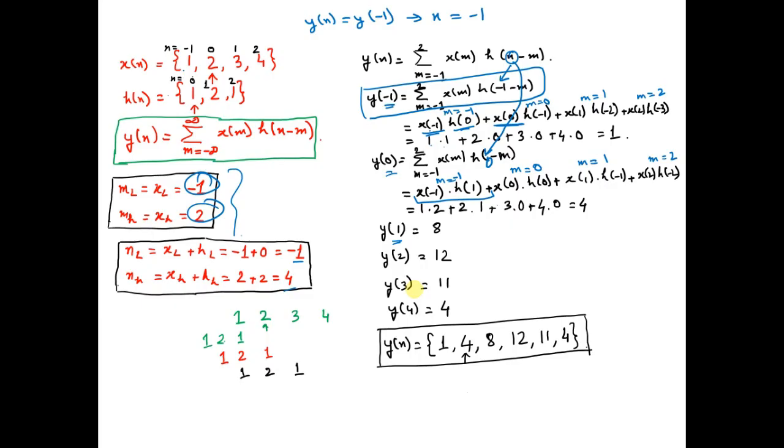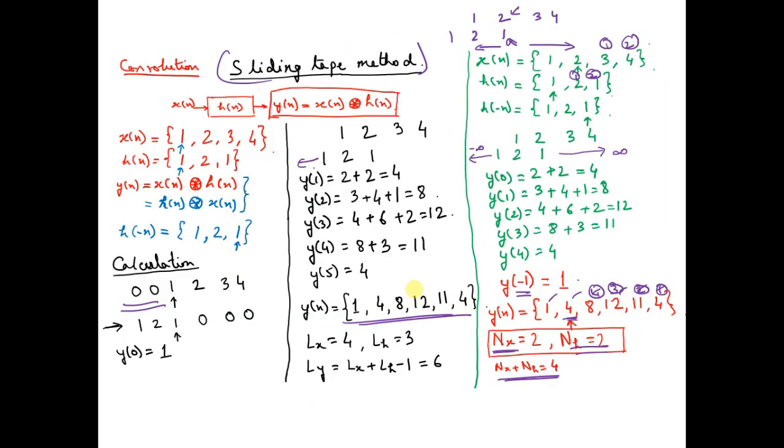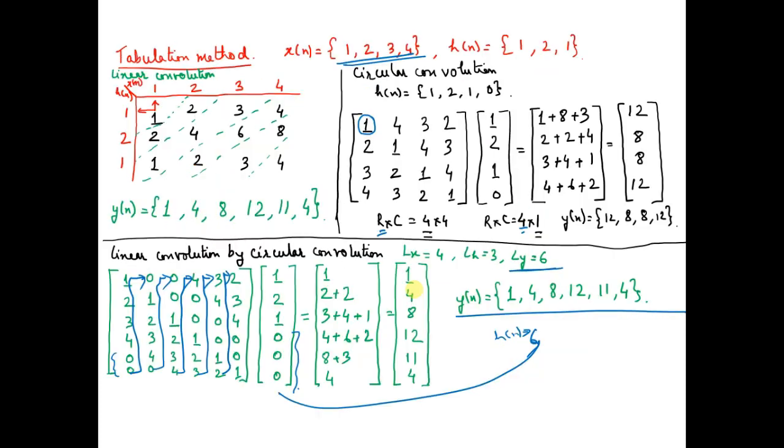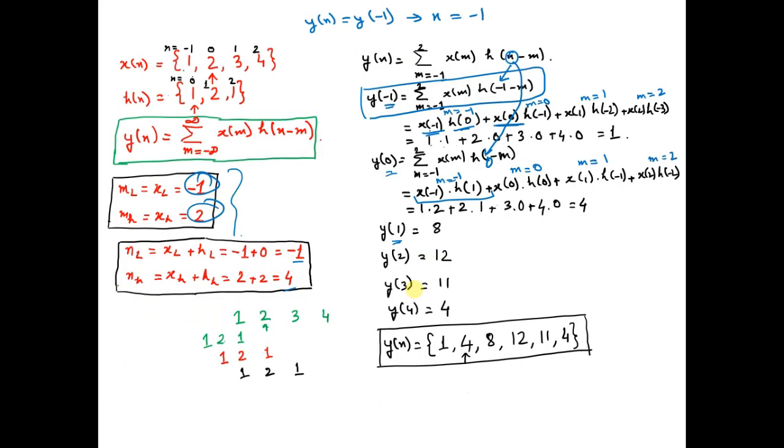And the other thing is, the first one is the sliding tape method, the second one would be the linear convolution, the third method would be linear convolution by the circular convolution method, and the last one, we will be giving you an example by using the linear convolution method or the linear convolution equation.